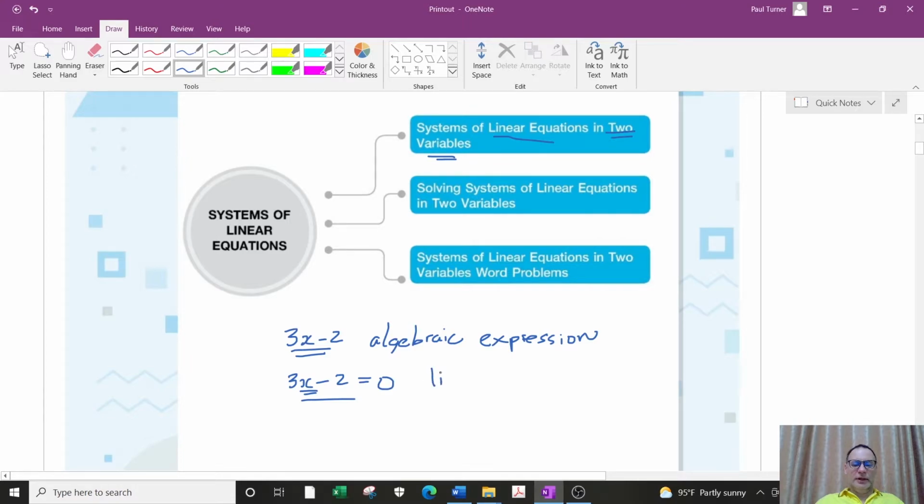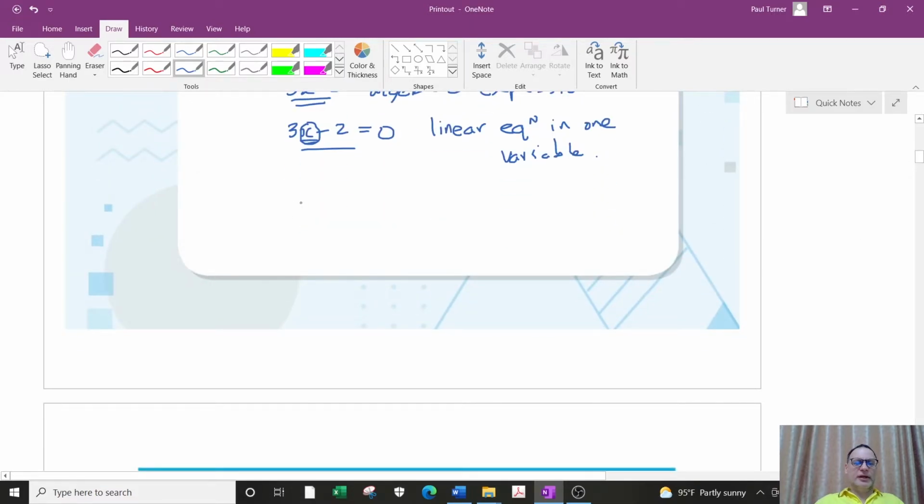So linear equation in one variable. So the variable here is x. Okay, but the topic today, simple linear equations in two variables. So as an example, x plus y is 5.